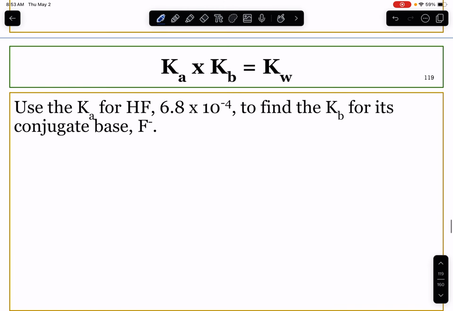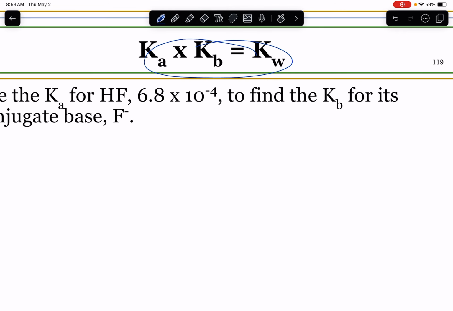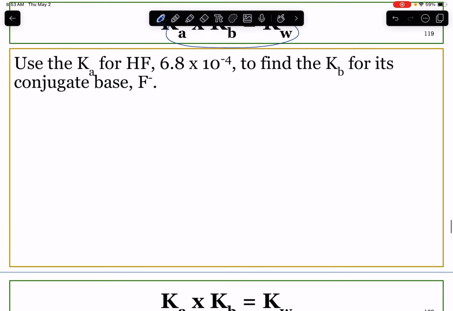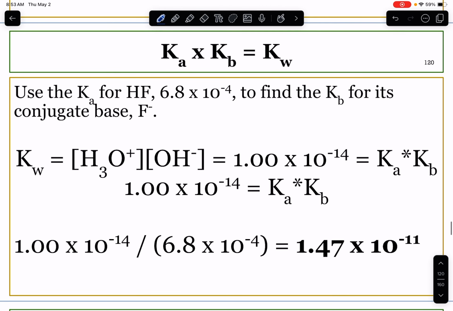Use the Ka for HF, which is 6.8 times 10 to the negative 4, to find the Kb for its conjugate base, which is F minus. If you plug this into this equation here, you should get the answer. Pause to see if you can work this out. So Kw divided by Ka equals the Kb. This is the Ka for HF. Let's use the real acid here. And then this is the Kb for the conjugate base, F minus.